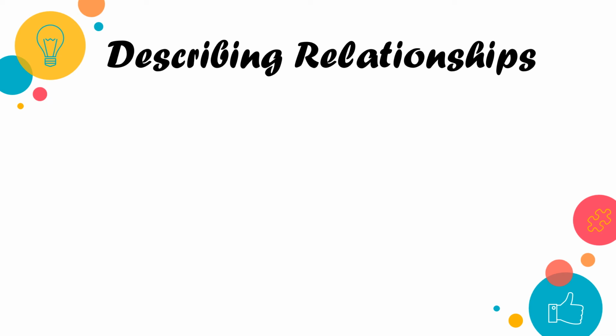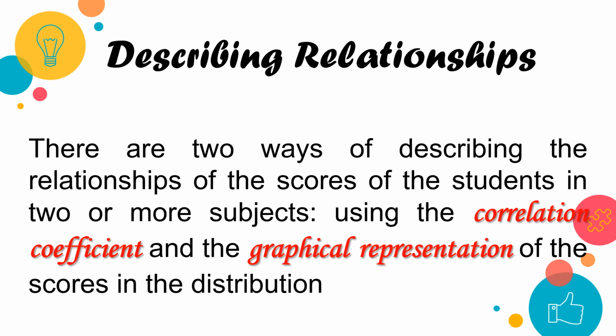Okay, so we are now done with the percentile rank. Let's proceed to describing relationships, which is, I think, the last part of the presentation. For describing relationships, we have positive correlation and negative correlation, and of course, we don't forget the zero correlation. There are two ways of describing the relationships of the scores of the students in two or more subjects: using the correlation coefficient and the graphical representation of the scores in the distribution. Okay, you have to get them.